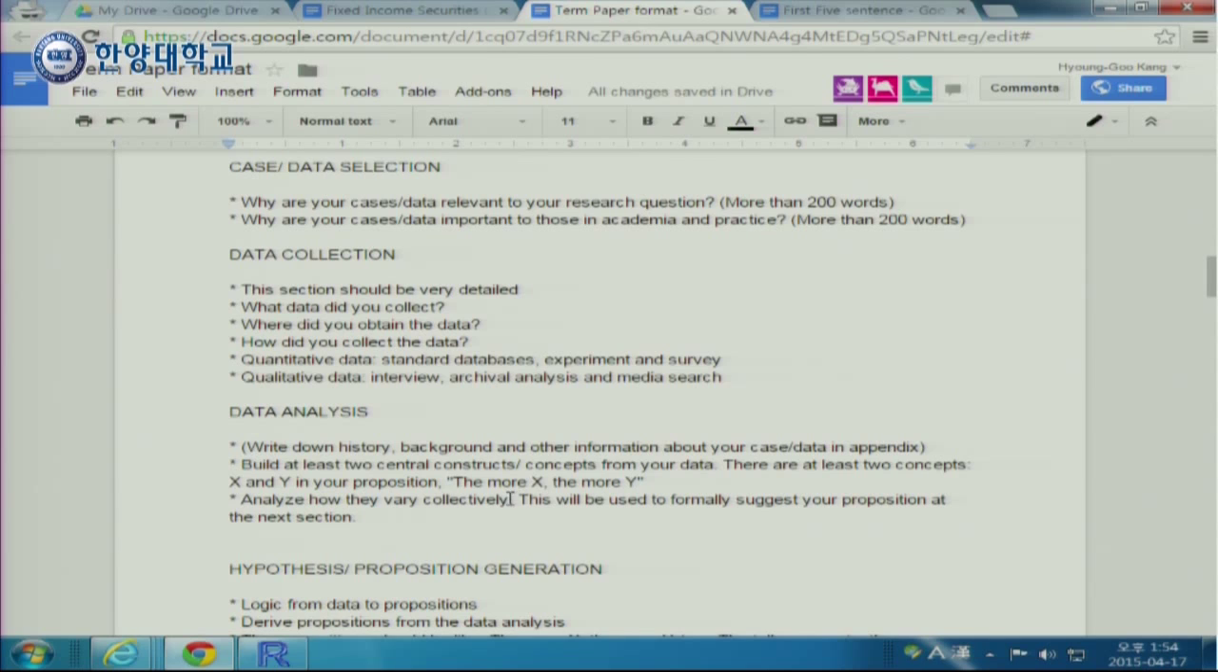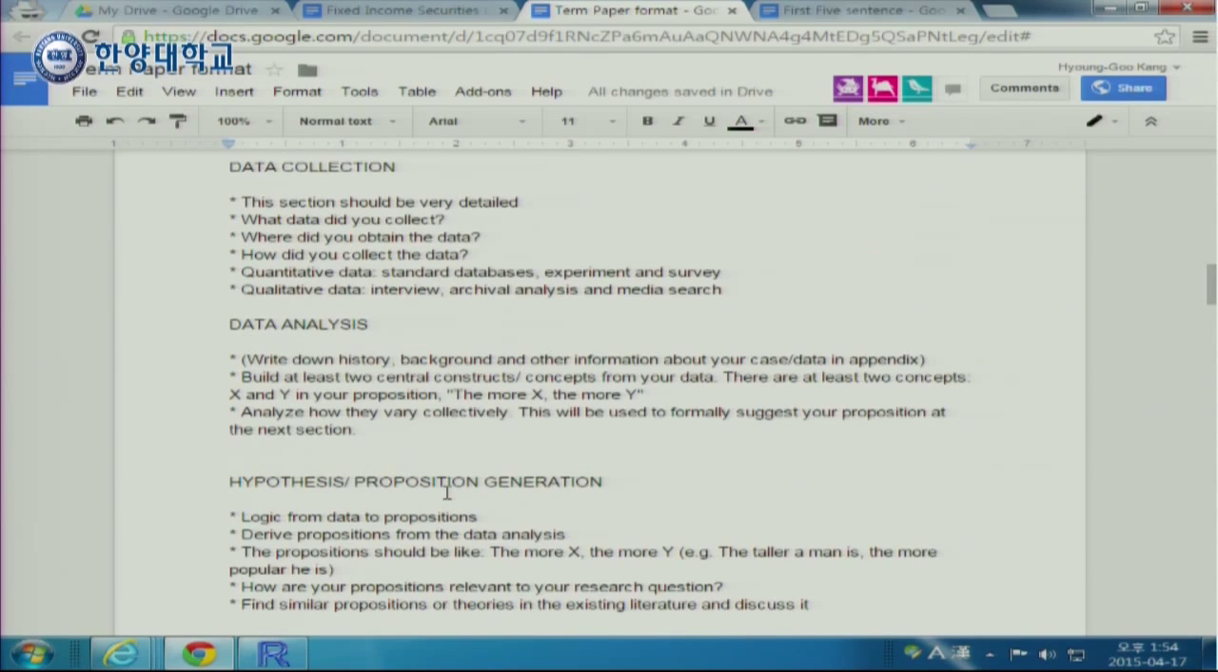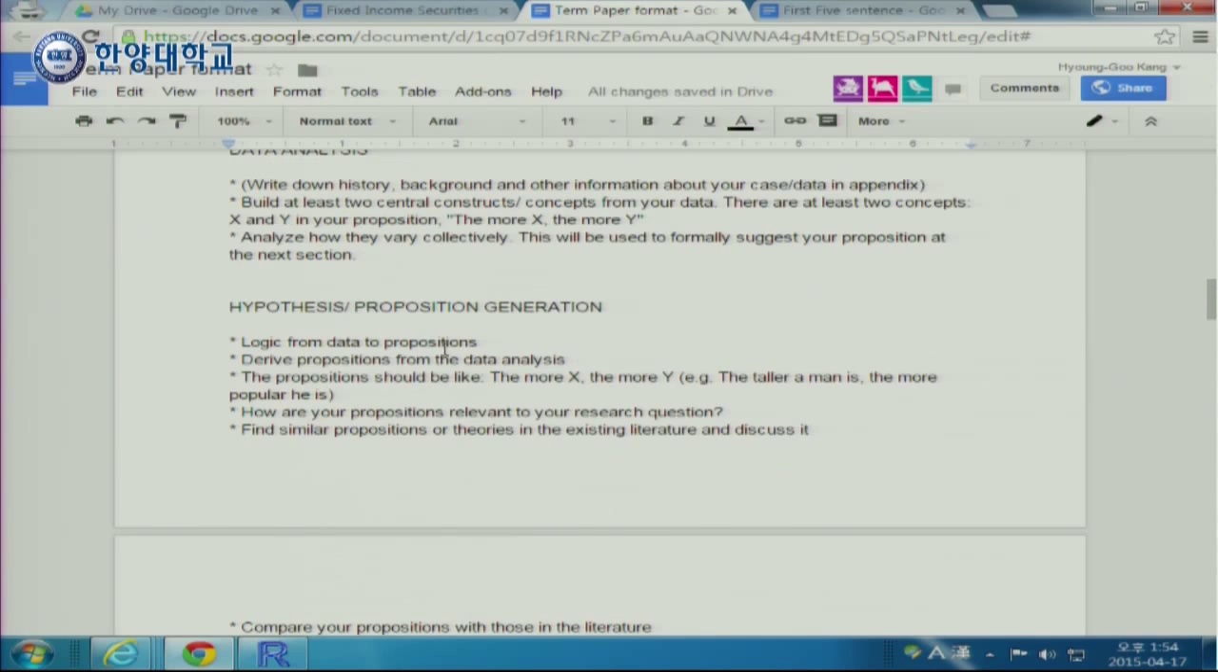Analyze how you vary collectively: variation in X, variation in Y, and this will be used formally to suggest your profile at the next subsection. The next section is basically the generalization of the finding. You have to provide logic from data to proposition.